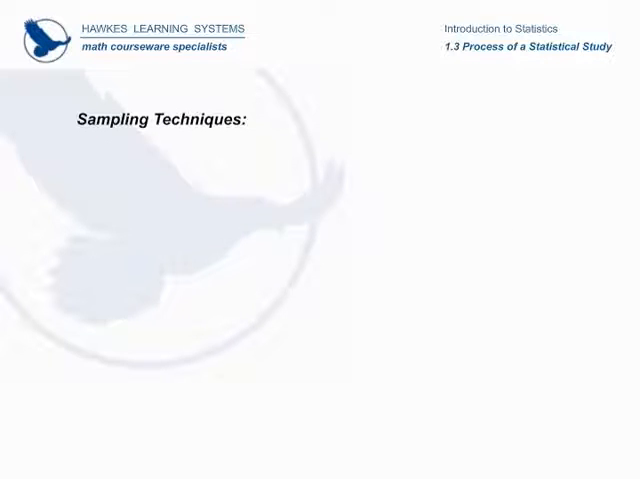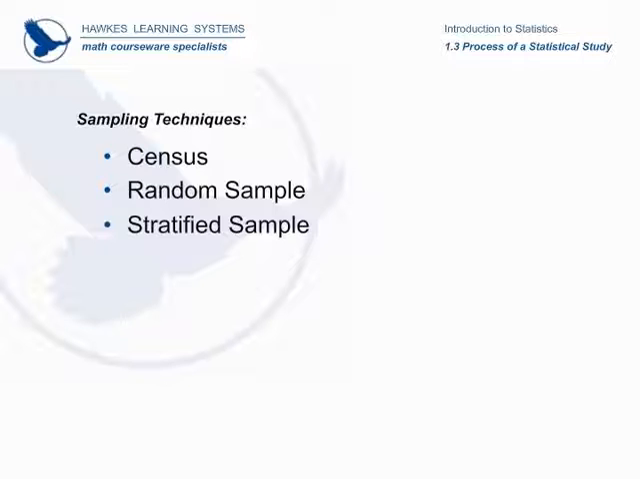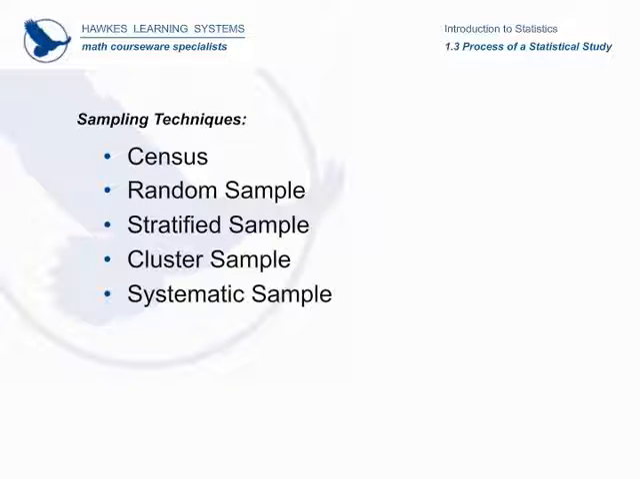Now let's take a look at sampling techniques. The first technique we have is a census. The second we have is a random sample. Then we have a stratified sample, a cluster sample, a systematic sample, and a convenience sample. Let's take a look at each one of those in more detail.